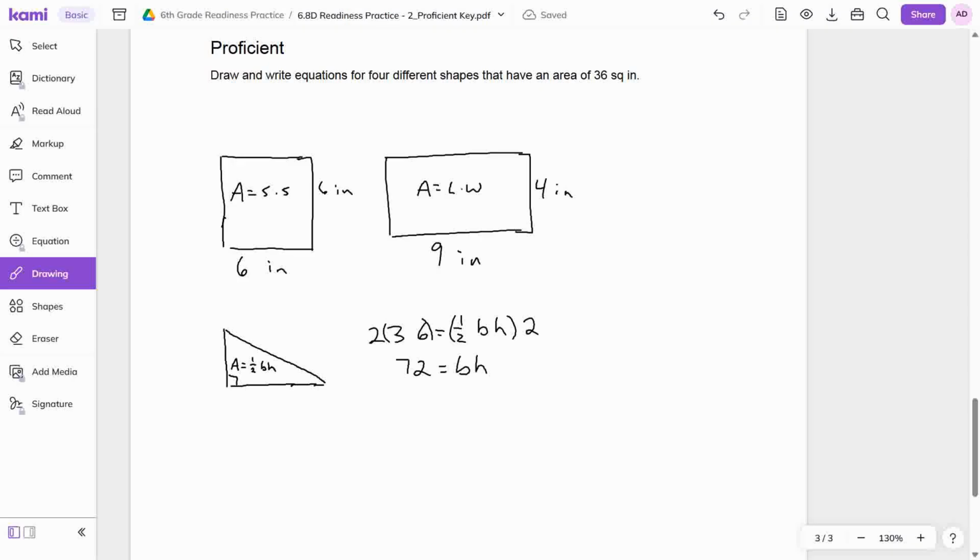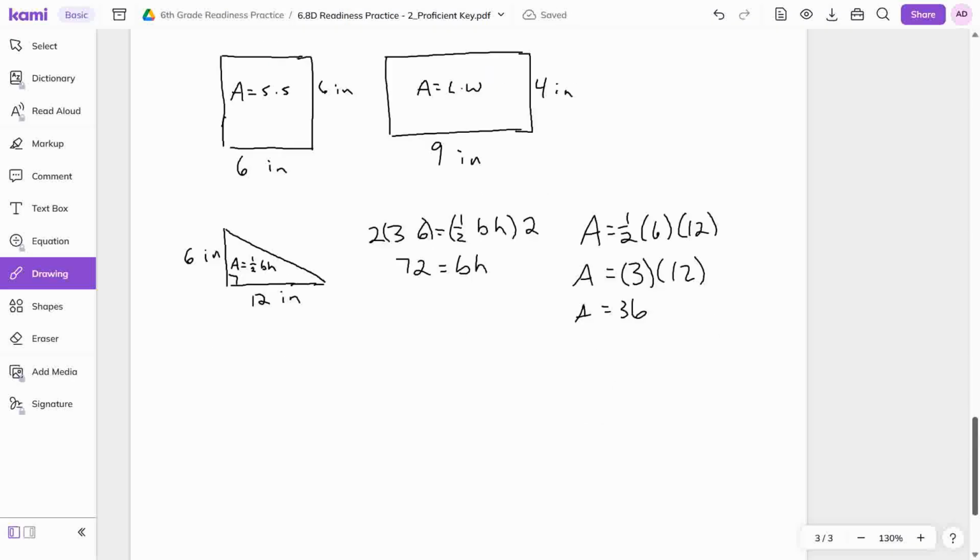So what makes 72? Well, I could do a 9 and an 8 if I wanted to. I could do a 6 and a 12. Let's do a 6 and a 12. So 6 inches, 12 inches. Now, let's plug that back in to make sure that we're correct. So area equals 1/2 times 6 times 12. I can take my 1/2 of 6, that's 3, times 12. There we go. Area equals 36. All right, so that checked out.